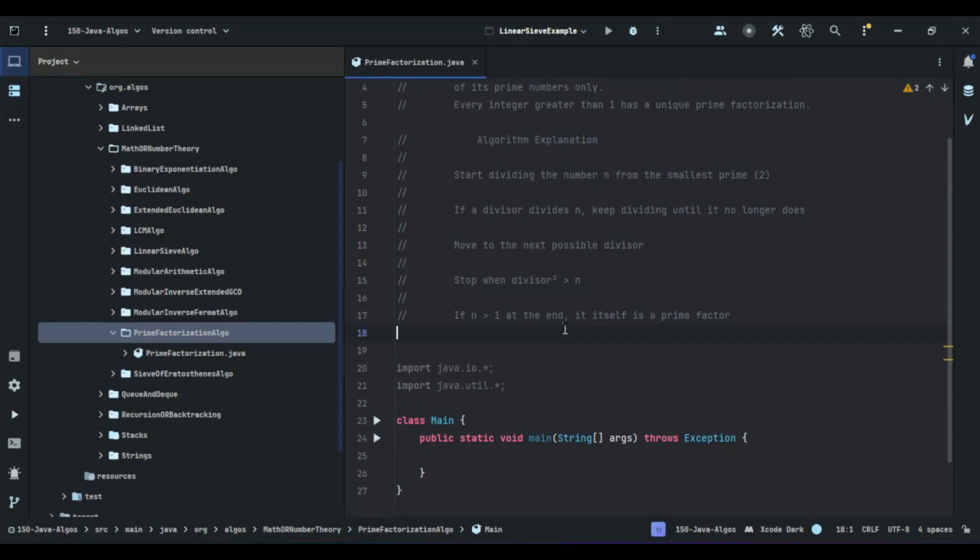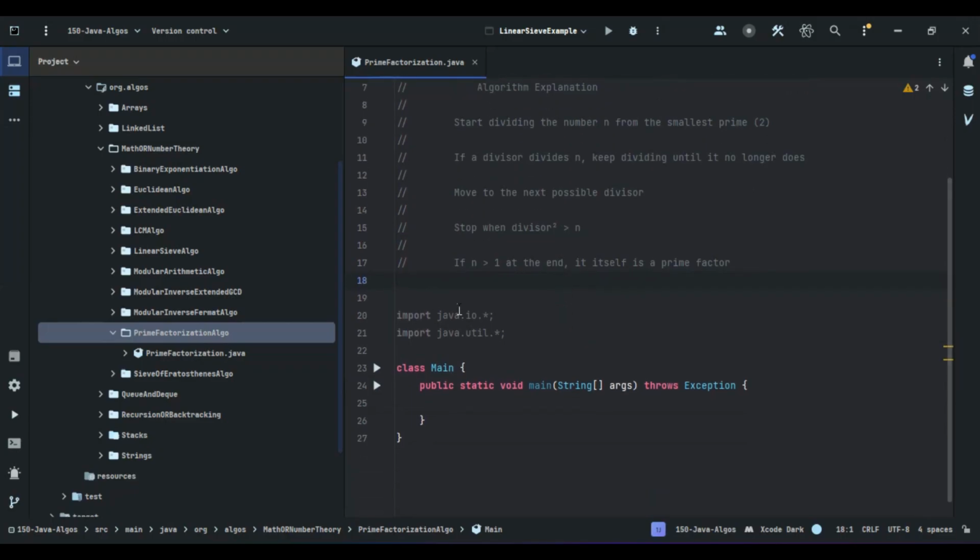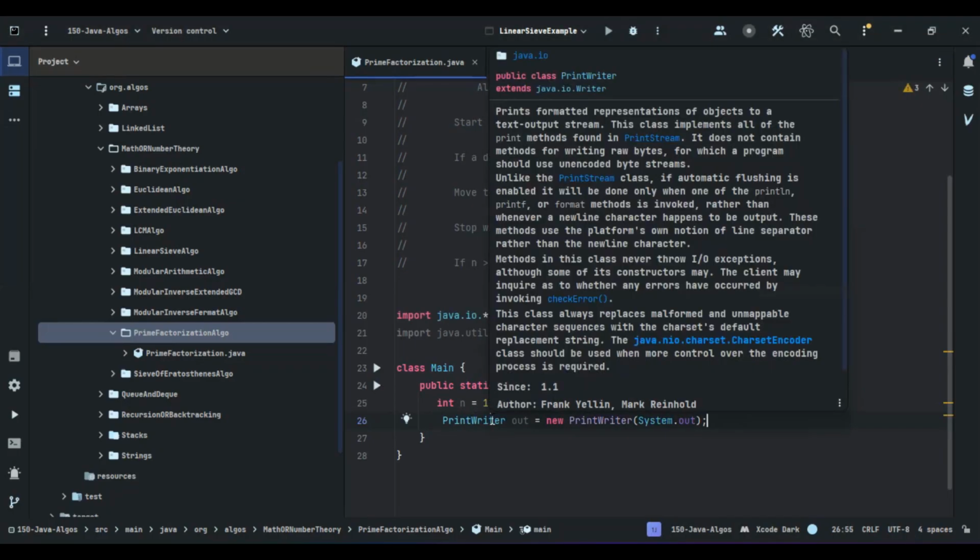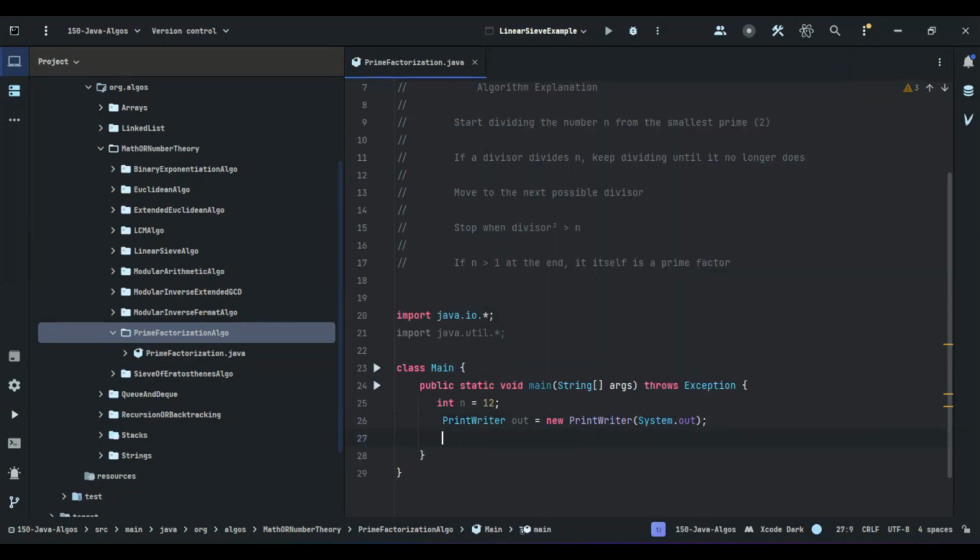Let's try to implement the same thing in the form of code. First, we have to go with some example, so I'll consider n equals 12, at least a 2-digit number. Next, let me go with a print writer. This is related to input output, and we don't have to worry about this. We have considered the 12 example. Let's move on with the further things.